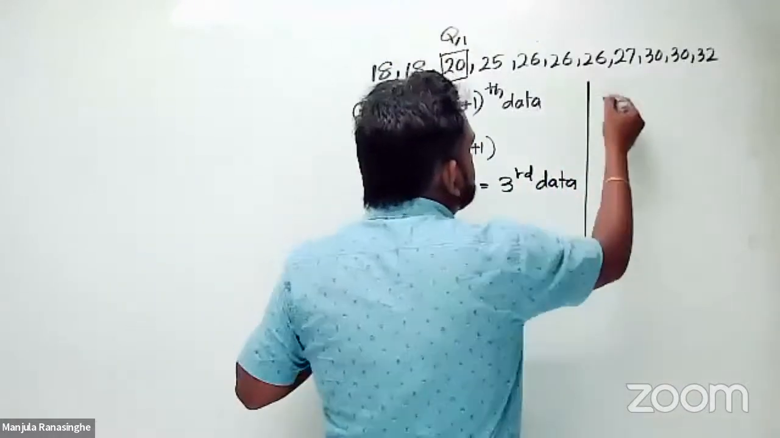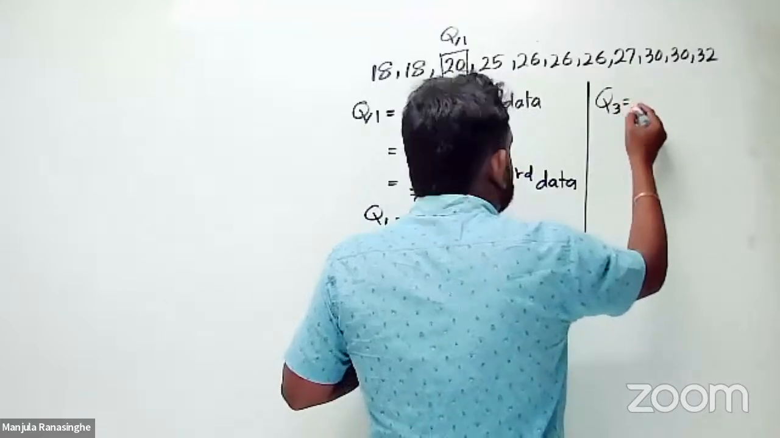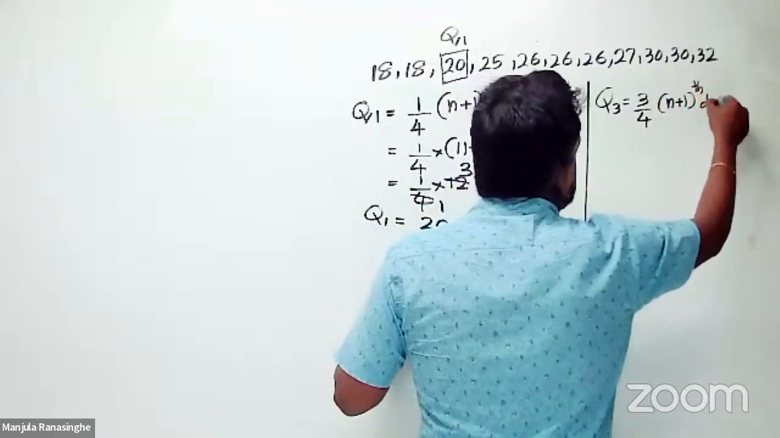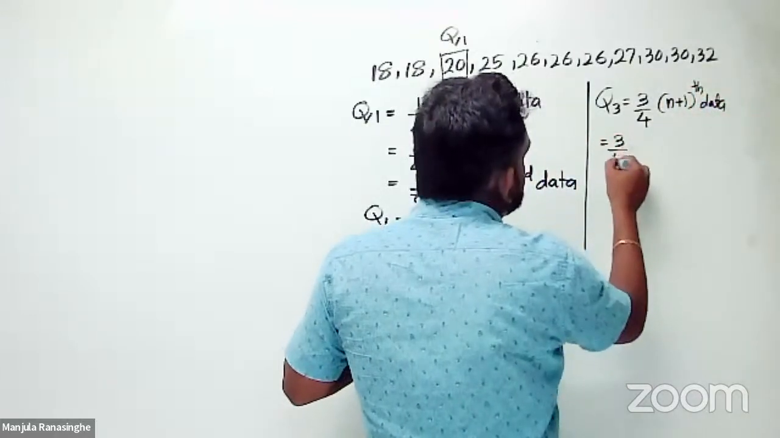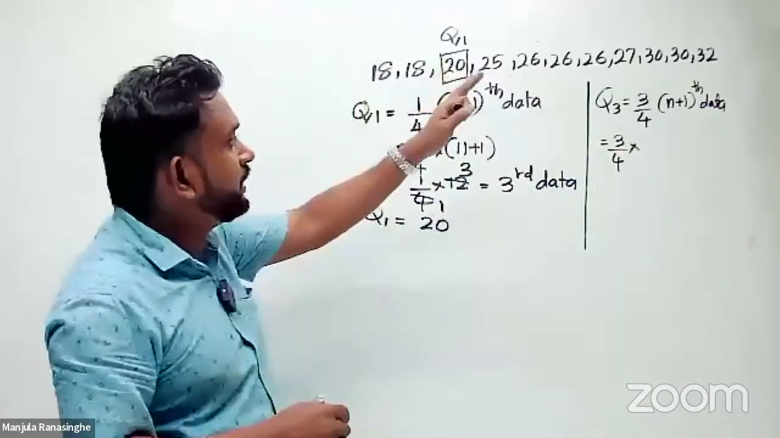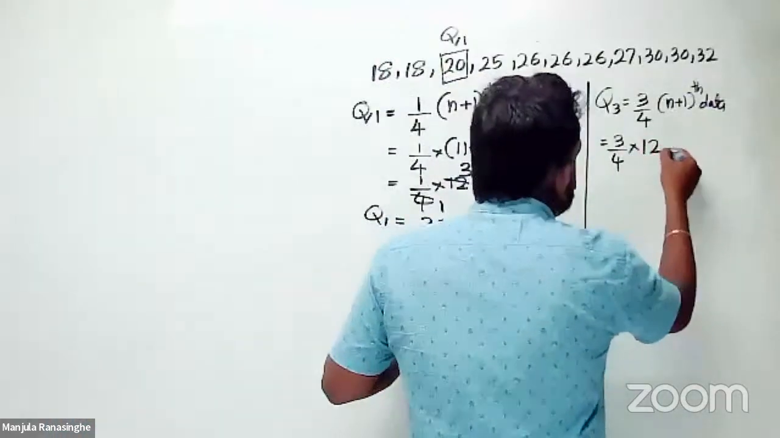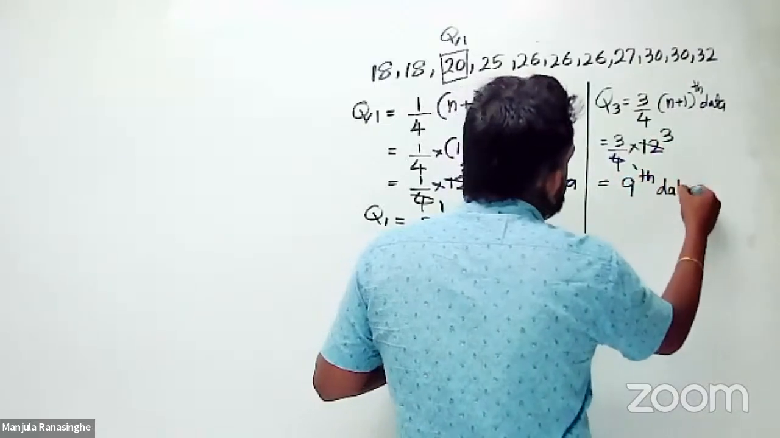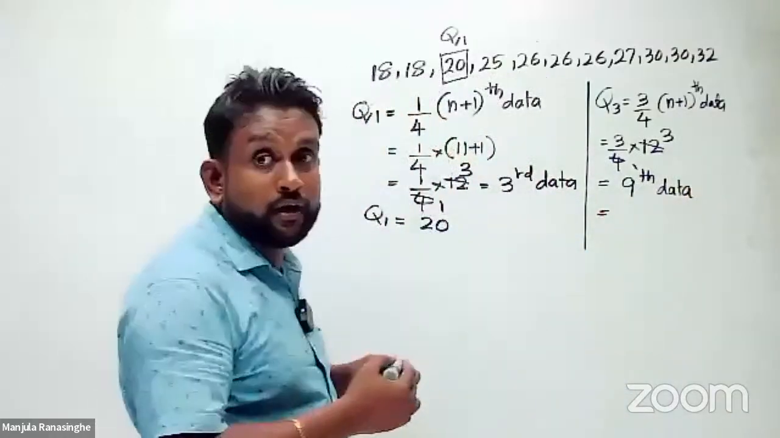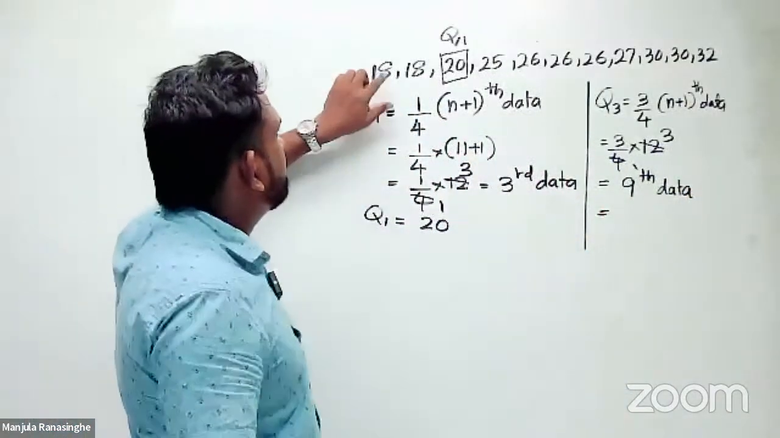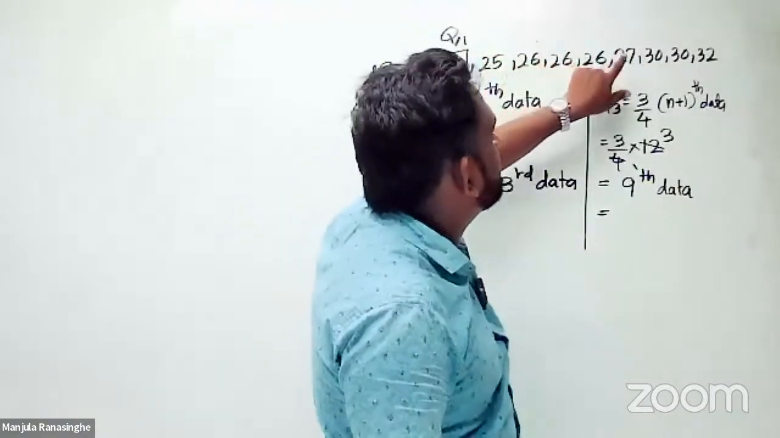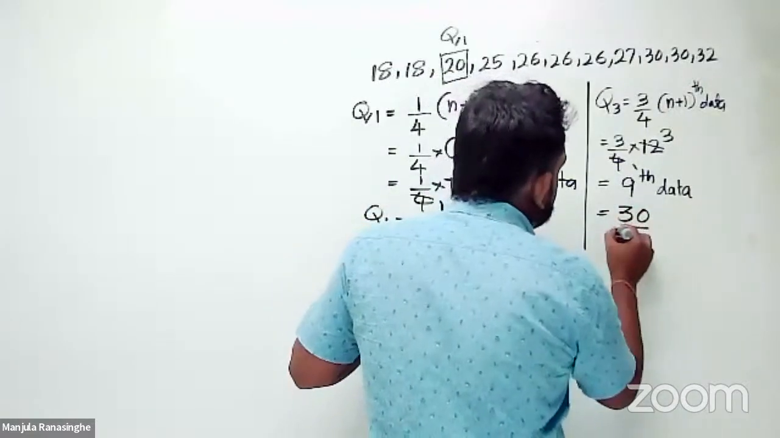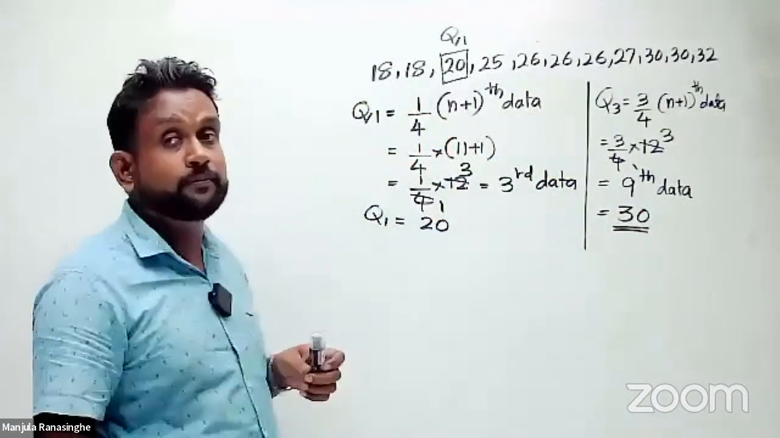Okay, then we have the Q3. Q3 is 3/4 into n plus 1th data. Now you check 3/4 into n plus 1. N is 11. 11 plus 1 means 12th data. Then 1/4 into 12 is 3, 3 into 3, 9th data. So now you calculate what is the 9th data of this distribution: 1, 2, 3, 4, 5, 6, 7, 8, 9. The 9th data is 30. So you write 30.